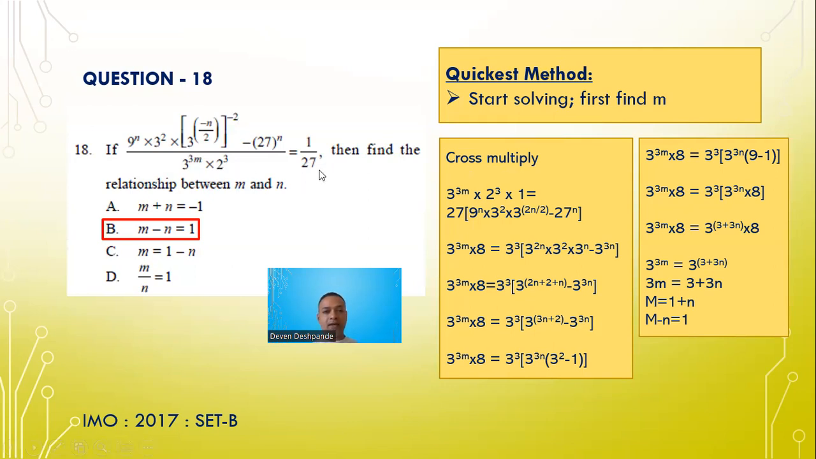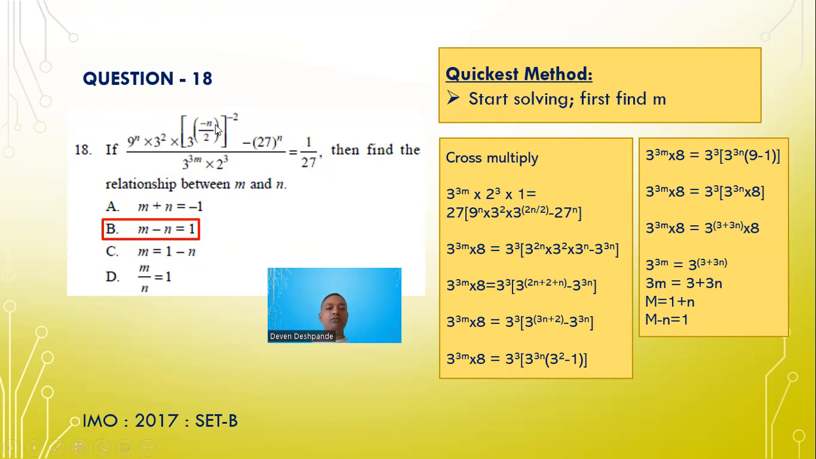First we'll cross multiply. So 27 multiplied by this is equal to 1 multiplied by 3 raised to 3m into 2 raised to 3. So 3 raised to 3m into 2 raised to 3 multiplied by 1 is equal to 27 multiplied by 9 raised to n into 3 raised to 2 into, now this, 3 raised to minus n upon 2 whole raised to minus 2. So if you have 3 raised to minus n upon 2 whole raised to minus 2, what is the thing?